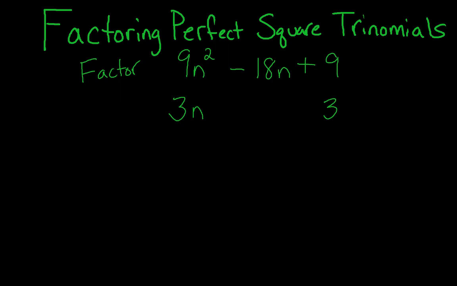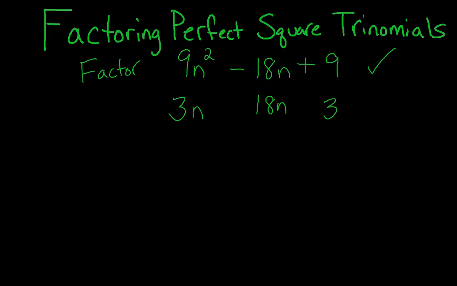Next thing we need to look at is whether the middle term equals 2 times the square roots of the first and last term. Or in other words, when we multiply the square root of the first term times the square root of the second term, is the middle term double that? Well, 3n times 3 gives you 9n, and if we double that, it gives us 18n. So indeed this is a perfect square trinomial. It checks out. The first term and the last term are perfect squares, and the middle term is the result of multiplying the square root of the first times the square root of the second and then doubling it.